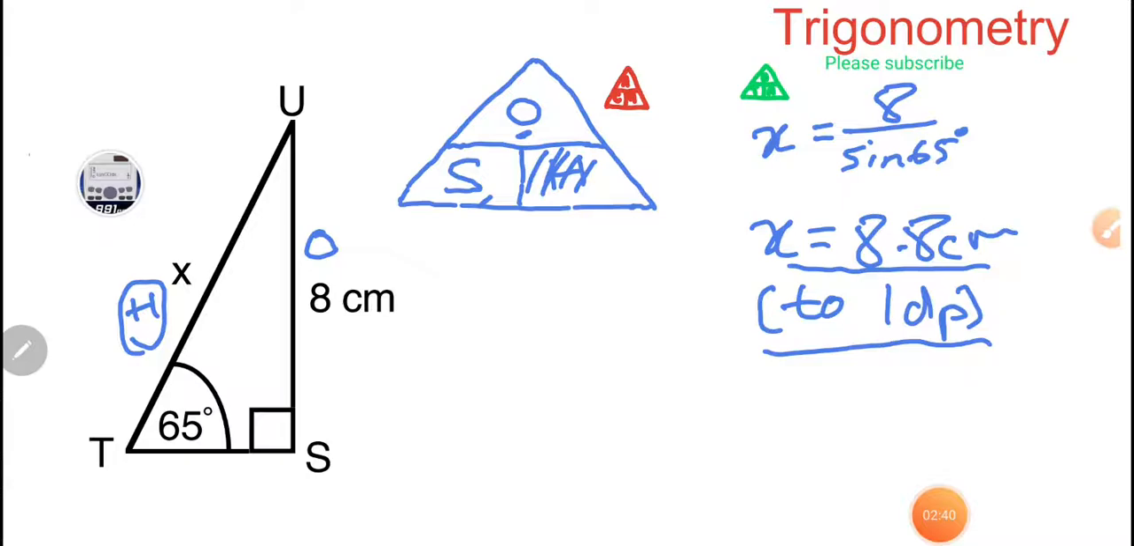Does that make sense? Well, it does, because this is the hypotenuse, so it has to be the longer side. It's longer than 8 centimeters. It sounds reasonable. If it was something like 80 or 90, then I'd get a bit worried because it seems a bit too big. So 8.8 centimeters seems fine.